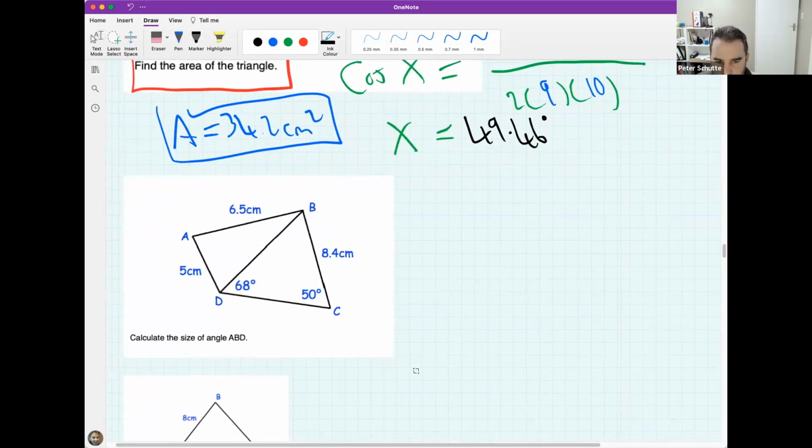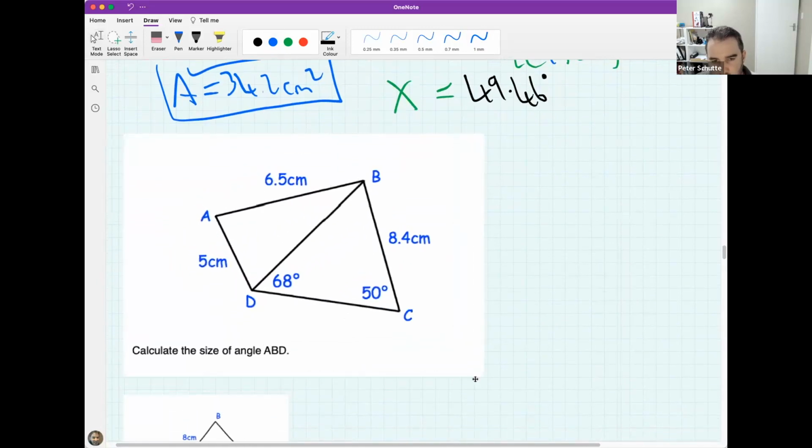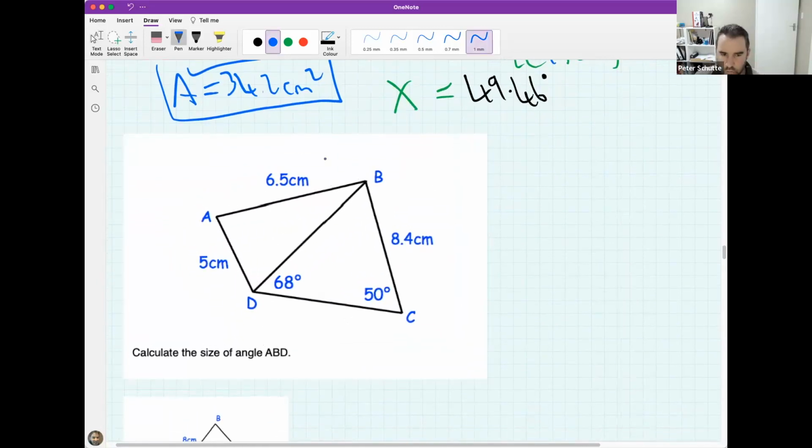Let's go with this. Can you find me the size of angle ABD? So ABD is here, but we have all this information floating around. And so you're going to have to reach into your toolkit and think about, what do I do first? I can't do much in this triangle here because I only see two sides. And unfortunately, two sides isn't enough to do much.